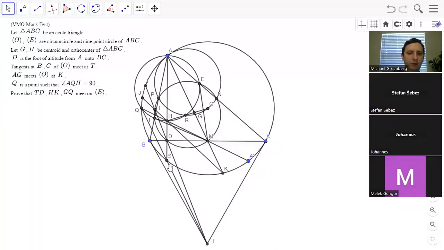Okay, so let's first try to show that these two intersect. Maybe we could first show that HK and TD intersect on this circle and then try to show Q, I and G are collinear. I don't know if that's the best order to do it. I agree. We should do that because QG is kind of a weird line, so we'll prove it last. So TD corresponds to HM in that spiral similarity. That's what Melek just said. Or no, that would be TS and HM that correspond.